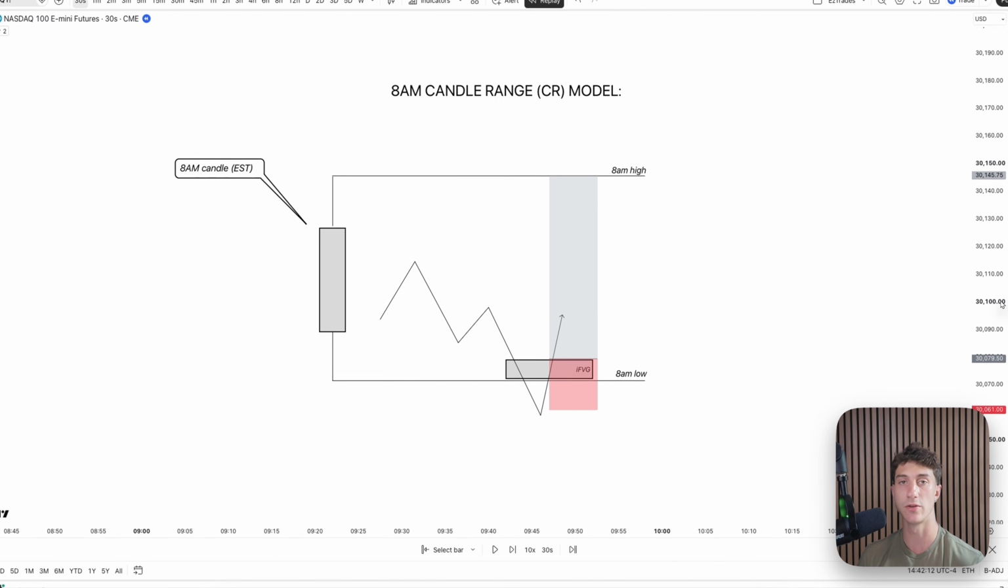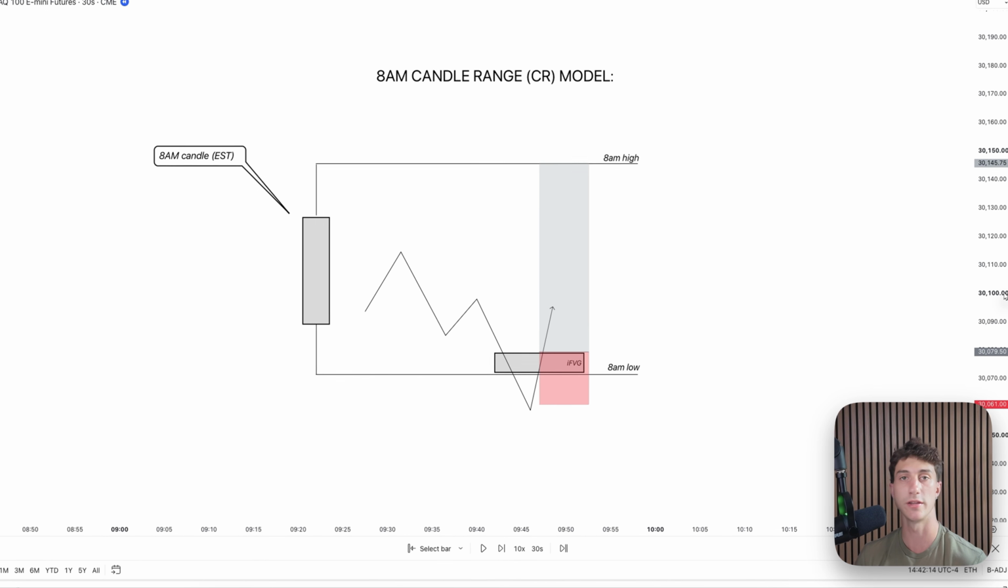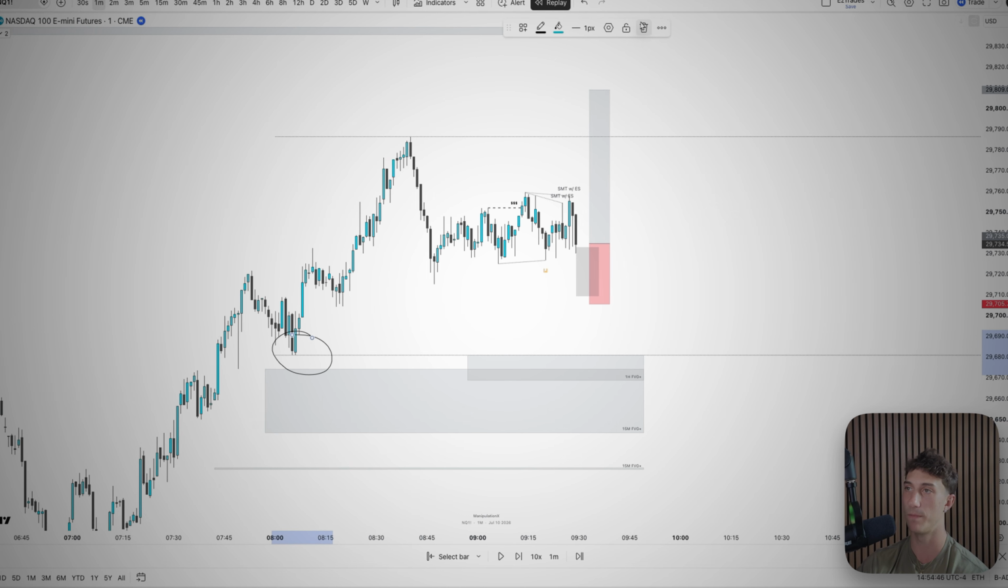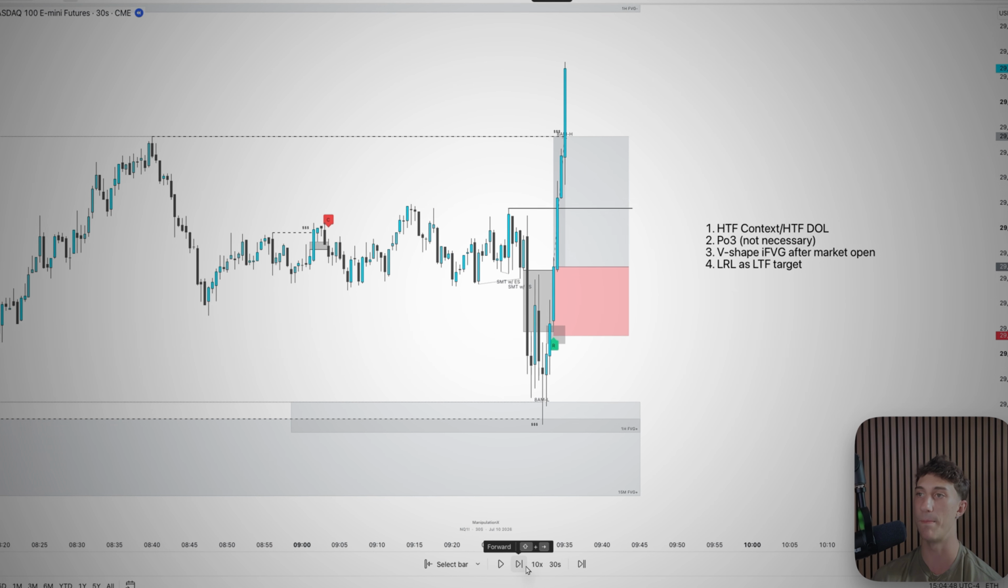This is the only candle you should be paying attention to when you're trading the New York session. This is called the 8 a.m. candle range, or the 8 a.m. CR model. Now, this is something I've incorporated over the past couple of months into my own trading and really just use this as an added confluence to my trading strategy. So in this video, I'm going to show you how I use the 8 a.m. candle range and the other things that I look for that make this an A+ setup.